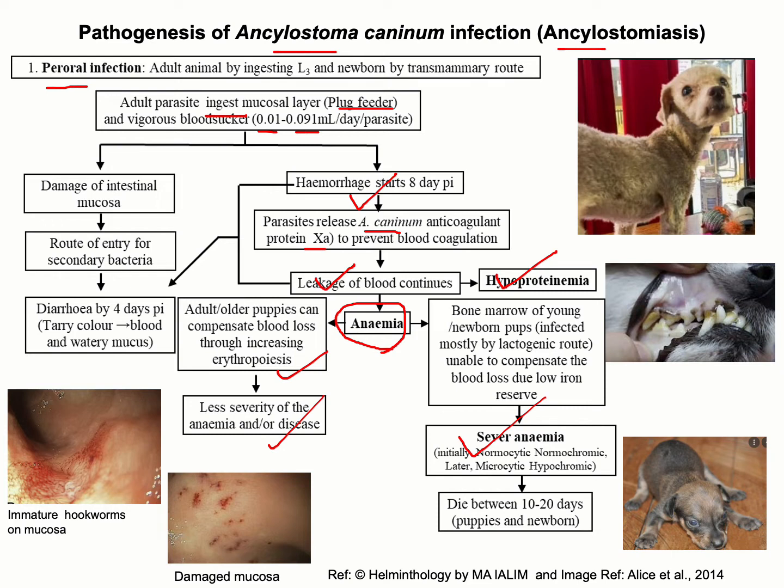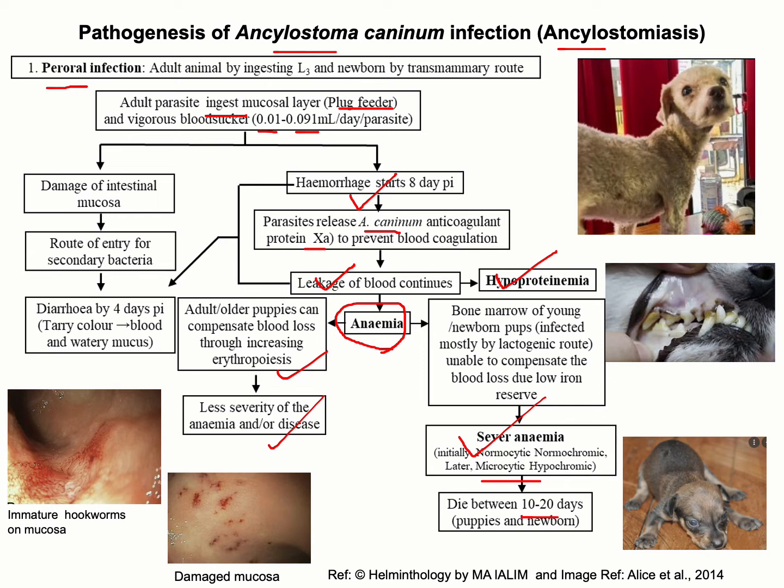Normally they are normocytic, normochromic anemia, but later on, macrocytic and hyperchromic anemia are seen. In this case, the animal may die within 10 to 20 days post-infection.